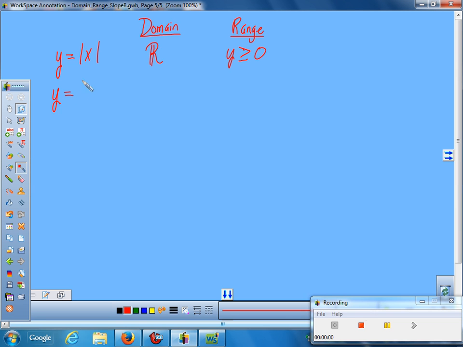Okay. I want to throw you a slight change in this one. How does it change this problem if I put a plus 5 on it? As far as the domain goes, can I still put any number inside that absolute value? Yep, I can. So it stays all real. Now my range, does it change if I have a plus 5?